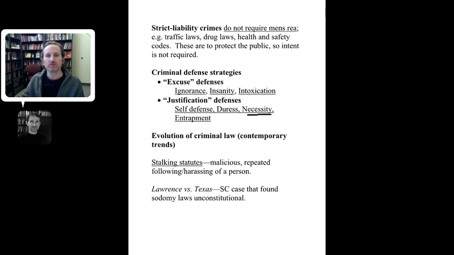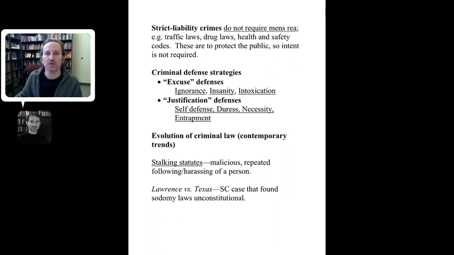Necessity means you sort of had to do it. For example, if there was a tornado coming and you're 14 years old, you don't have a driver's license, but you needed to get away from the tornado, you get in a car and drive, a police officer pulls you over, says you don't have a license, you could argue necessity, your life was in danger.